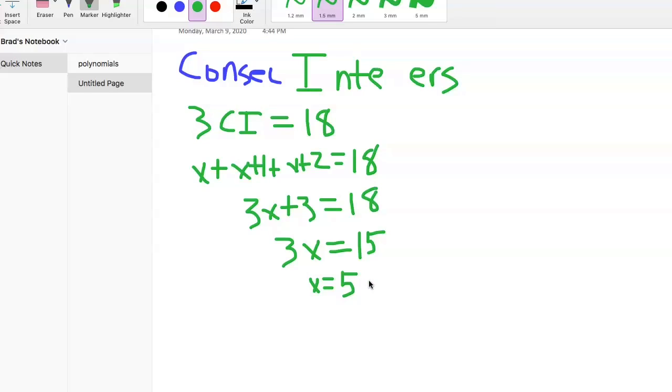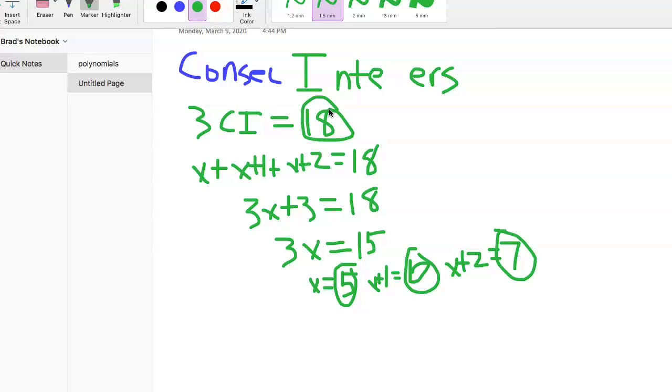And that would mean x plus 1 is 6, and x plus 2 is 7. Okay, so we have a 5, a 6, and a 7. Okay, so that is 3 consecutive integers. 5 plus 6 is 11. 11 plus 7 is 18. That was the number we were looking for, and we are good to go.